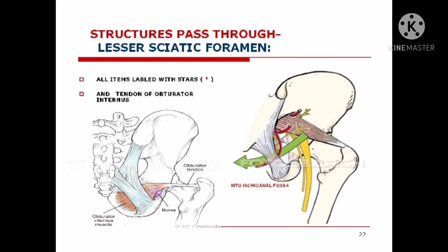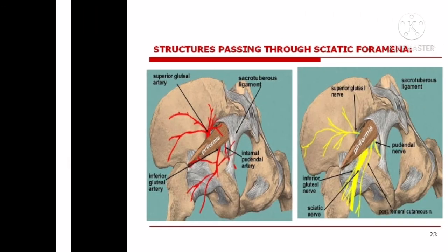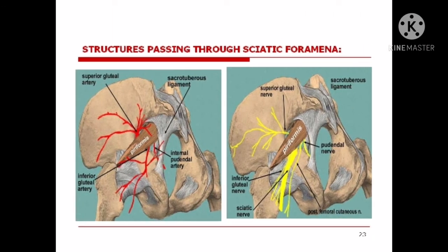The structures that pass through the greater sciatic foramen go to the back of the thigh, and this is the passageway in the gluteal region from the trunk to the lower limb, also called the tunnel through which the structures pass to the lower limb from the gluteal region. In this diagram, we can see the structures passing through the greater sciatic foramen. Let us concentrate upon the diagram showing the nerves.